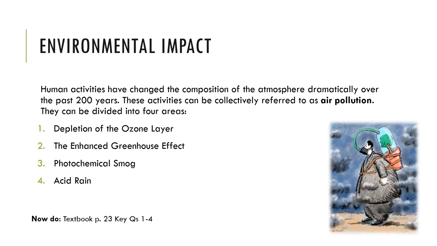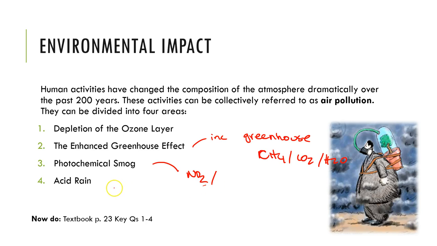So that's not great. When we are talking about this, we need to take into consideration that human activities have changed the composition of our atmosphere dramatically over the past 200 years. This is an undeniable fact. These activities collectively have led to air pollution. This includes depletion of the ozone layer, the enhanced greenhouse effect due to increased greenhouse gases such as methane, CO2, and H2O, photochemical smog, which is your nitrogen dioxide primarily and other oxides, and then acid rain.